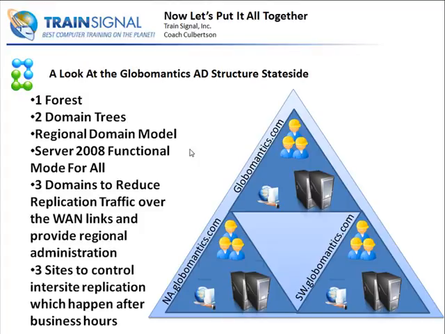Also, we're going to include 3 sites to control inter-site replication, which is going to happen after business hours. So when changes do happen in New York, those changes don't get replicated to Chicago and Dallas until business hours are over. So we're going to provide additional control over our replication traffic by creating 3 separate sites, one for each domain.